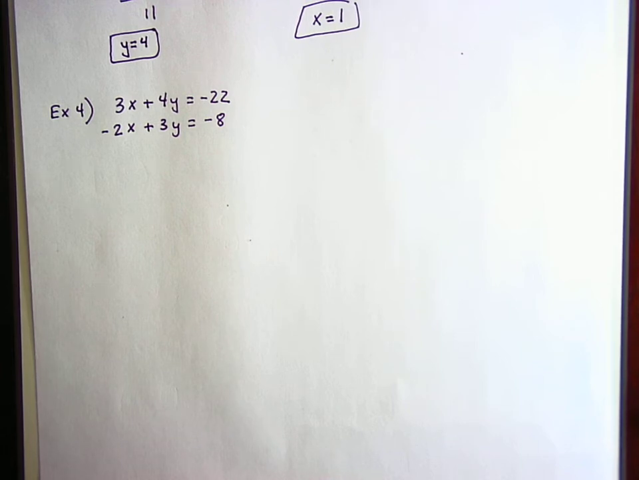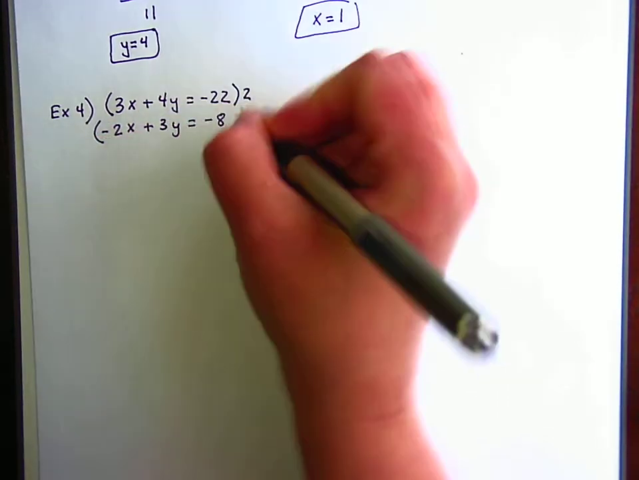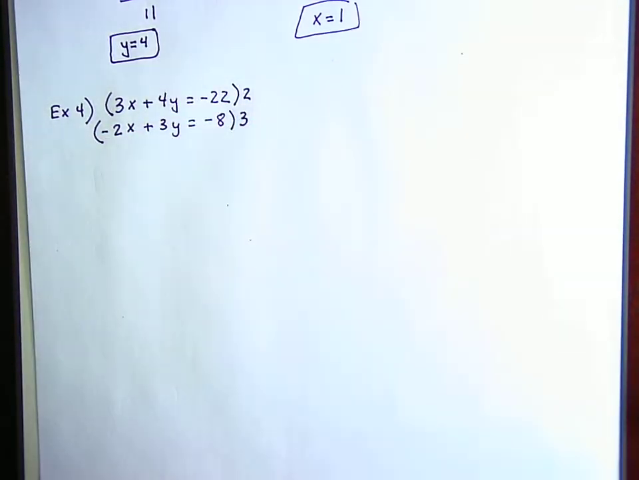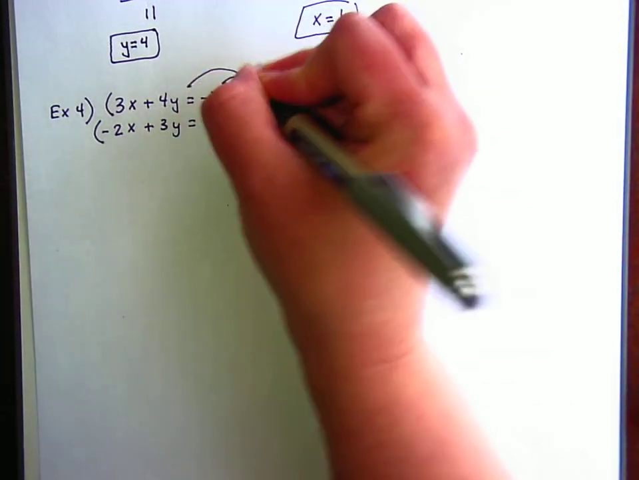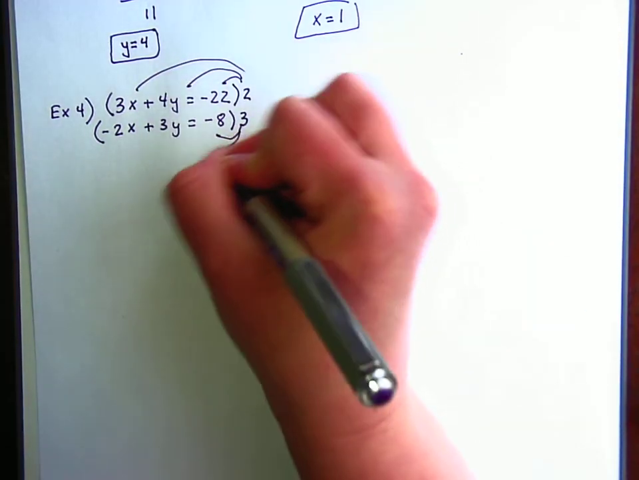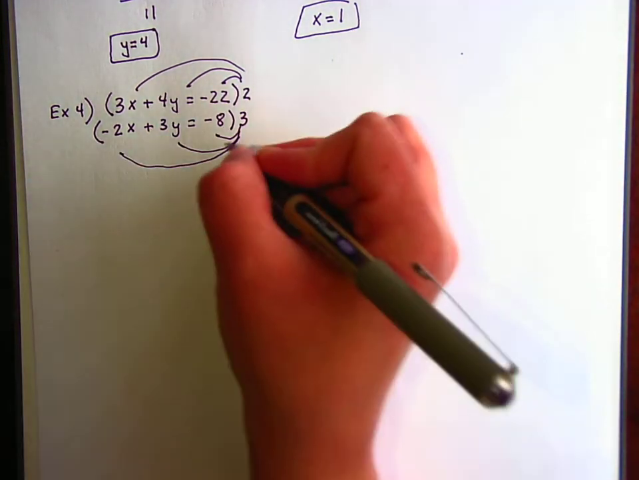Okay, so I'm going to decide whether I want to cancel out the x's or the y's. So when I'm looking at this, I think, well, if I'm looking at the x's, I could try to get them both to be 6. I could multiply the 3x maybe by 2, and the negative 2x by 3, and then distribute to both of them. So the 2 goes here, here, and here, and the 3 goes there, there, and there. And then the goal is to get them to be 6.